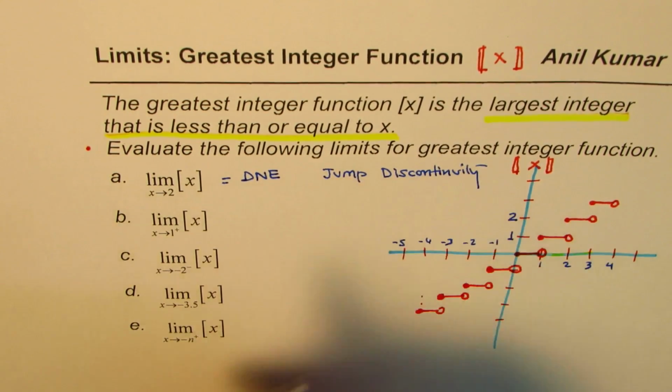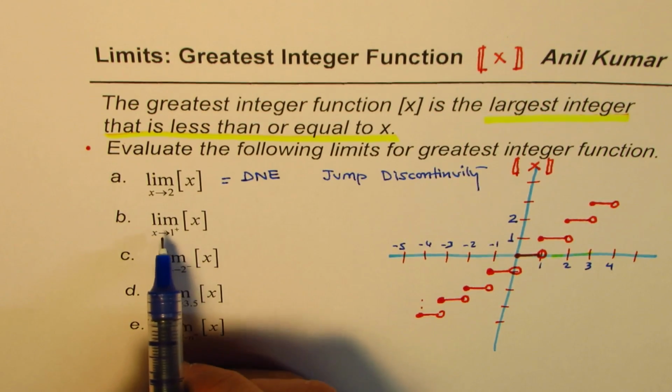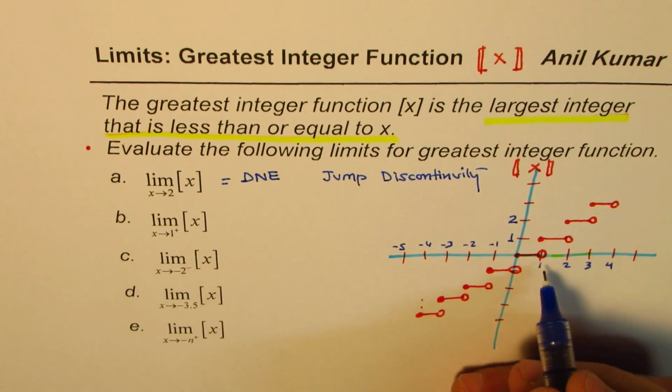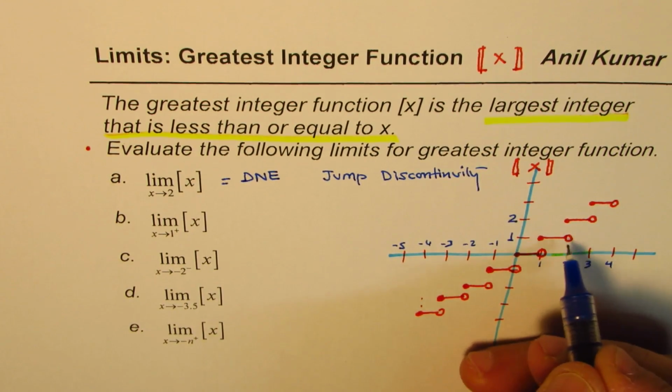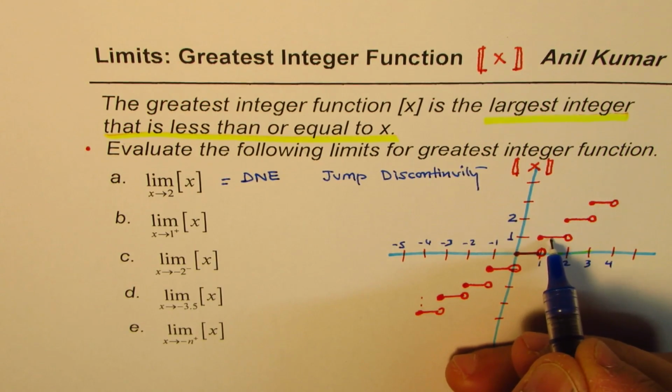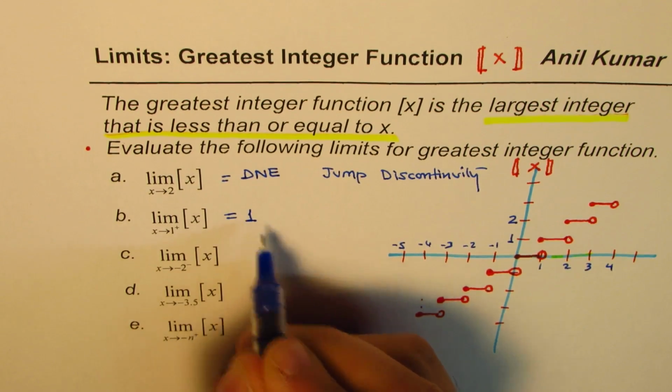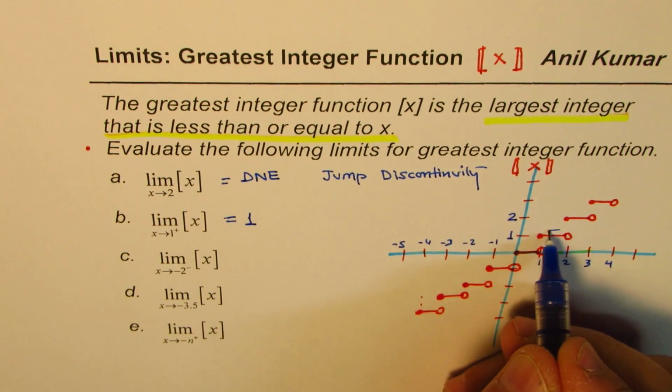Okay, let's move forward. Now we are saying limit when x approaches 1 from the right side. So we are approaching 1 from the right side. So you are on this part of the step and you're approaching 1. So this is definitely 1. Is that clear? So you're approaching from this side.